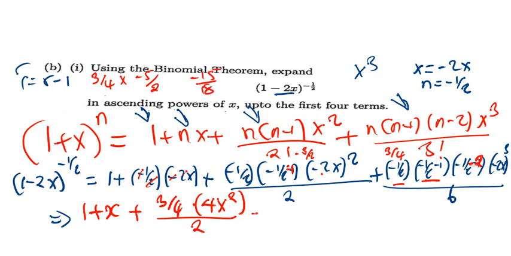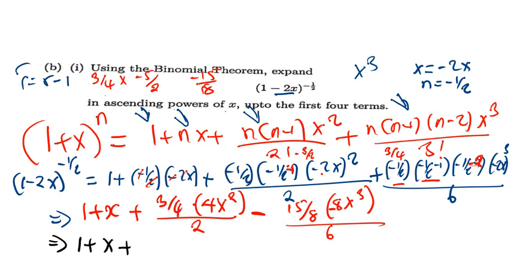Okay, but negative here. So 15 over 8, then times this one, negative 2 to the power 3 is negative 8, x raised to the power 3, but still negative. Okay, but it's still negative. I divide this by 6, not factorial, but 6. So now I can simplify this, and this is going to be 1 plus x plus, 2 here, 1, 2 here, so 2 times 3, that becomes what? Let's see. In fact, 2 times 3, that becomes 6.